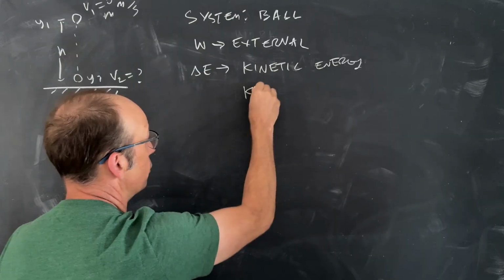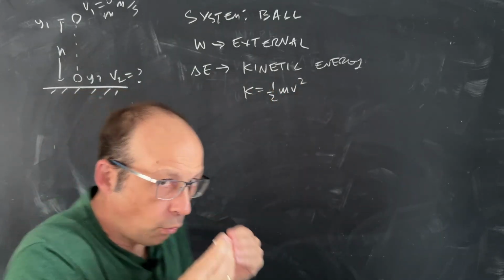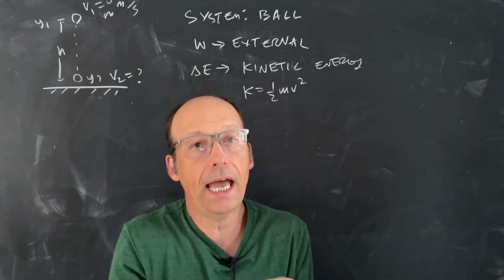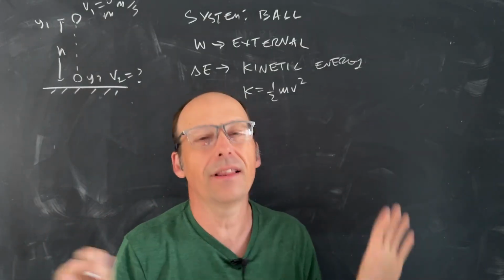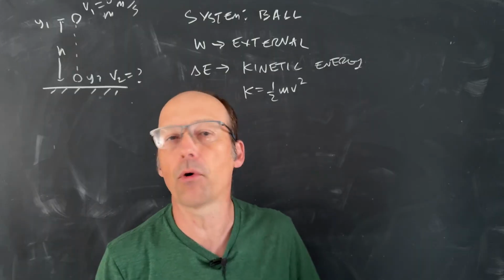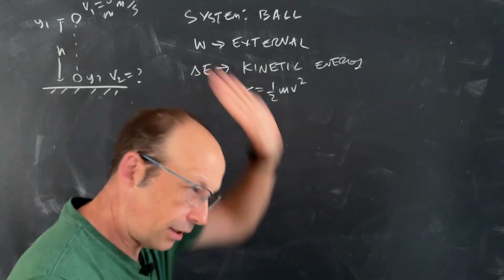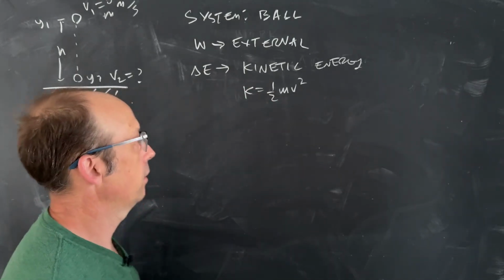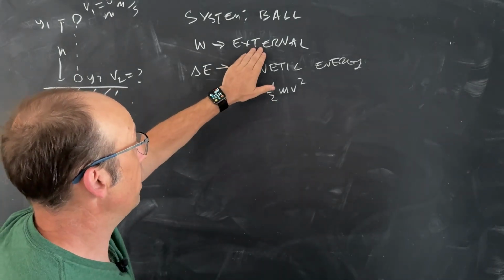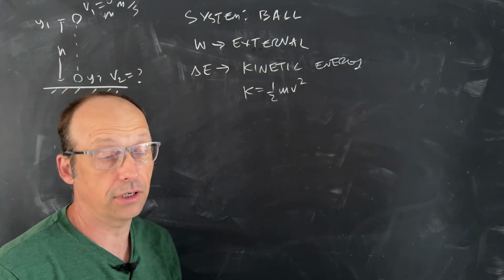So kinetic energy is 1/2 mv squared. If I only have a point mass, it can only have kinetic energy. I'm not even going to say the more complicated version. So it can only have kinetic energy if it's a point mass. That's all any kind of energy it can have. So we need to find out what forces are doing external work on it, and we set that equal to the change in energy.